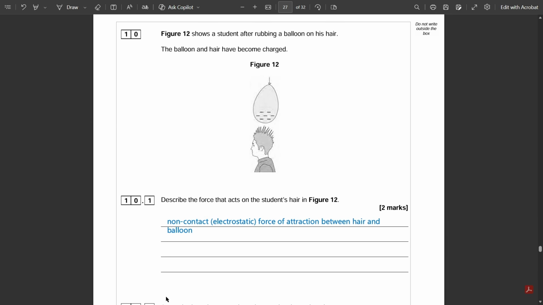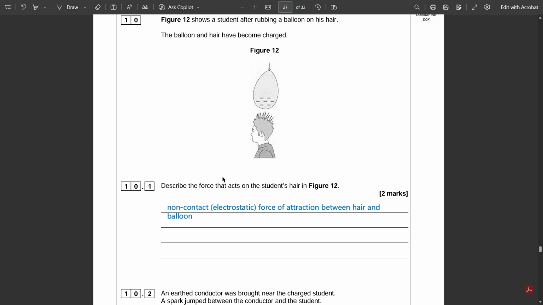Then for question 10, figure 12 shows a student after rubbing a balloon on his hair. The balloon and the hair have become charged. Describe the force that acts on the student's hair in figure 12. Now, the non-contact electrostatic force of attraction between hair and balloon. So that's the type of force it is. There's nothing touching, so it's a non-contact force, and they're going towards each other, so it's a force of attraction. And I just included the word electrostatic because that's technically what force it is. It isn't necessary. Should it be necessary?